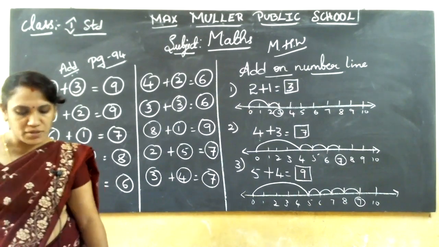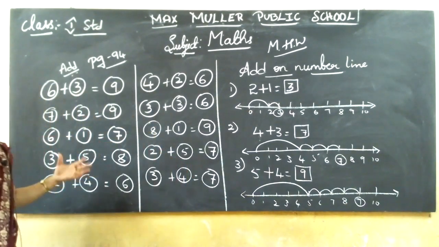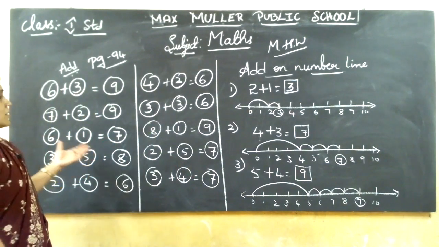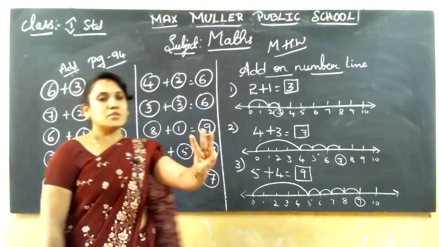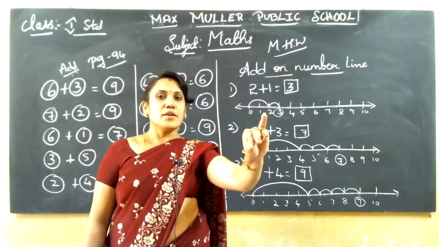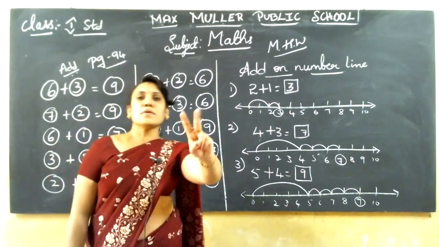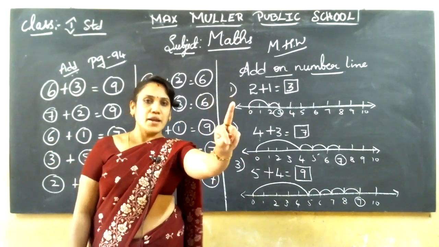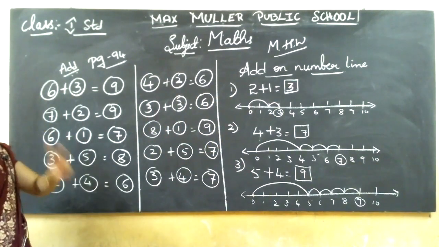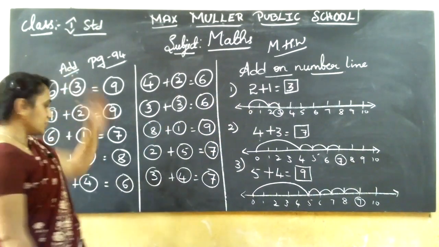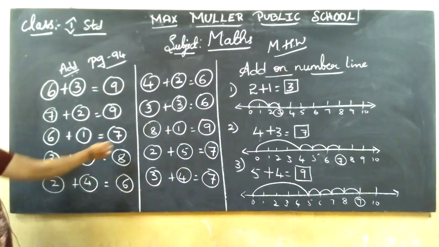That is page number 95. You can keep ready. Shall I erase this? Once again, do you want me to explain this? Yes. 6 in the mind, 3 in the finger. After 6, 7, 8, 9. Then 7 in the mind, 2 in the finger. After 7, 8, 9. First number, keep it in the mind. Second number in the finger. Then count. 6 in the mind, 1 in the finger. After 6, 7.